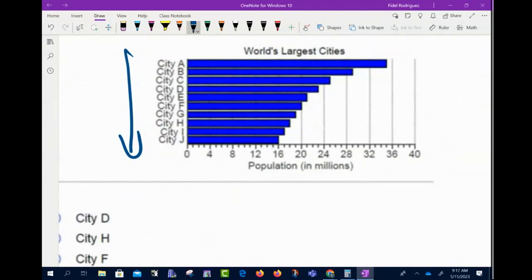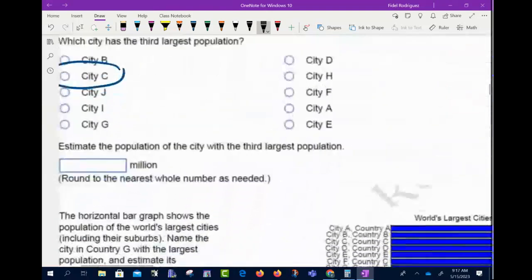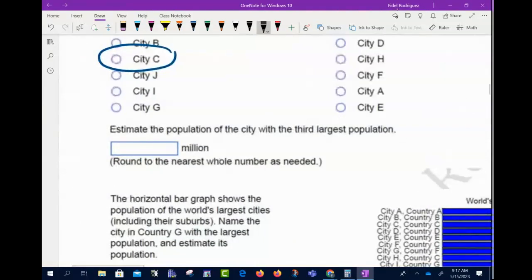Okay, now we're going to try to estimate the population. So look, here's City C. If we were to kind of come down, maybe something like that, right? What would you guys guess? 24, 25, 26? 25, 26? I know my line's a little crooked, right? So maybe 25 seems pretty reasonable, right? So I would say 25 million, right? And it says round to the nearest whole number. So we're not going to put like 25.3, right? Because they wanted me to go to the whole number.